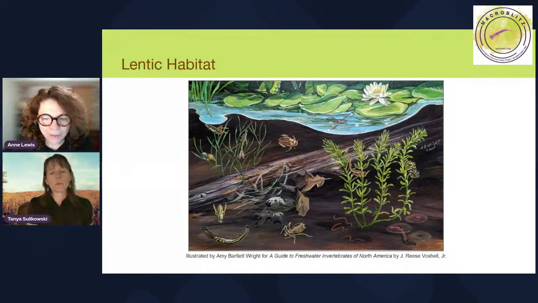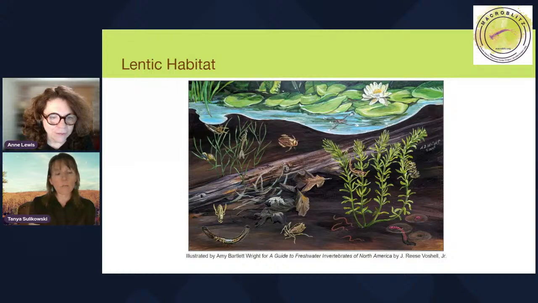All right, so another Amy Bartlett illustration here. This one is for our lentic habitat. Looks a little different. You can see the aquatic vegetation on the surface and emerging. There is one log here, so there must have been some tree close by. And you can see here the vegetation looks different, right? It's well anchored because there's not a lot of flow in this system.